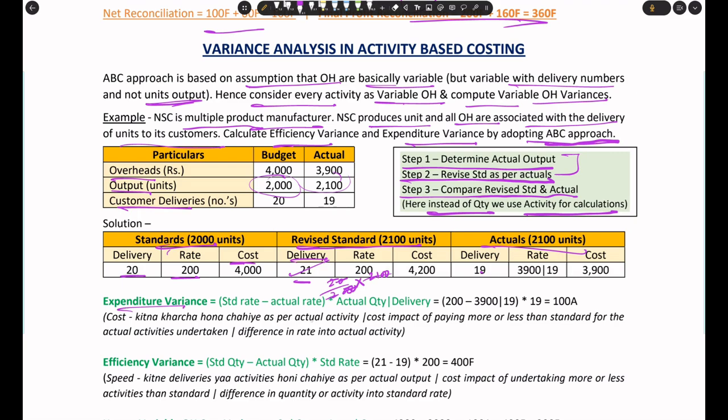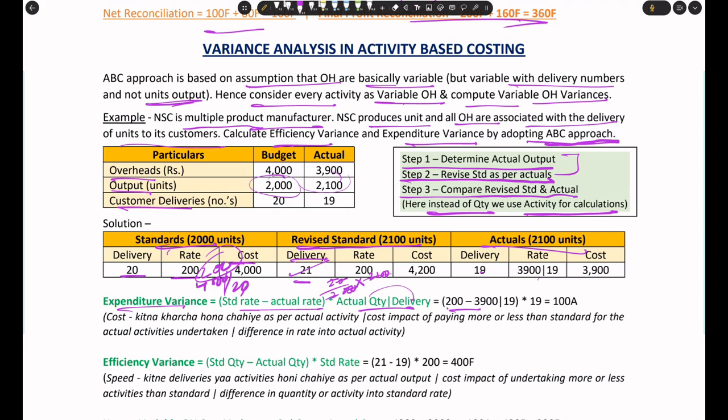Expenditure variance is equal to standard rate minus actual rate, then into actual quantity, or here, delivery. 200 is the standard rate and the actual rate is 3900 by 19. They haven't taken the fraction. So here they calculated the rate as overhead by deliveries: 4000 by 20 is 200. They calculated it like this only.